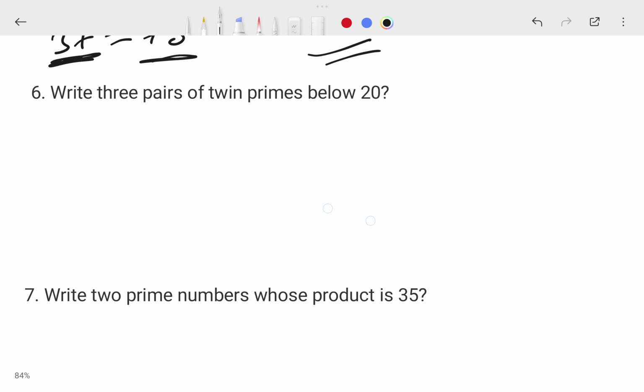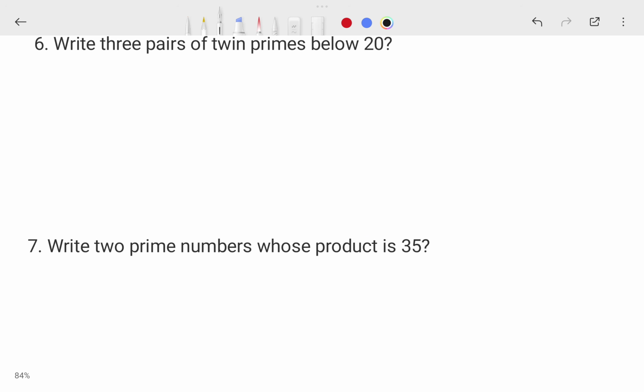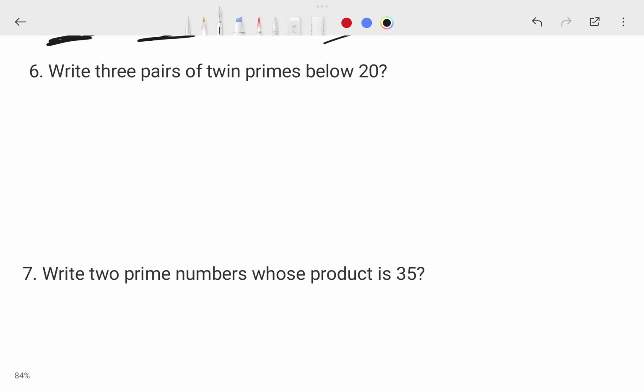So let's do the 6th question. The 6th question is: write 3 pairs of twin primes below 20. So this question is telling us we have to write 3 pairs of twin prime numbers. Twin prime numbers, you know, 3 pairs we have to write. Twin primes are primes that are next to next.